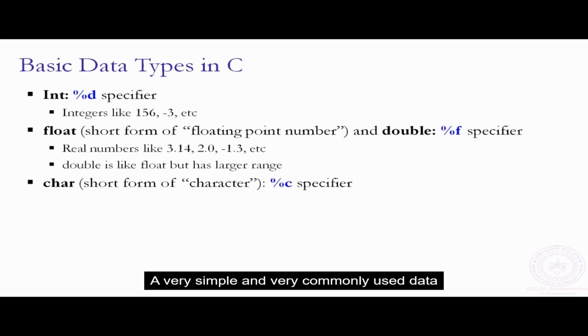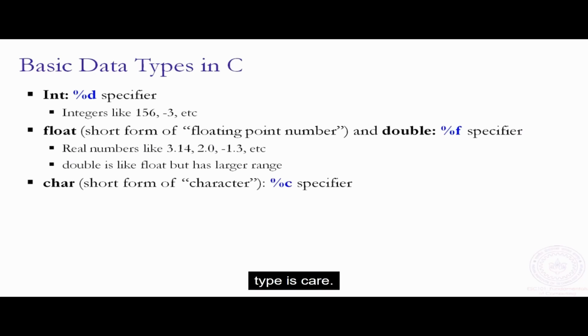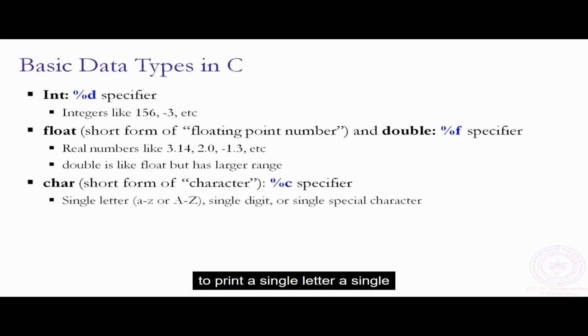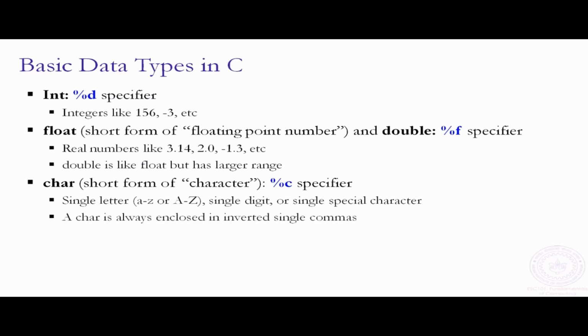A very simple and very commonly used data type is char. Char is the first non-numeric data type that we have encountered. It can be used to print a single letter, a single digit, or a single special character. You cannot print words with this. You cannot print any entity that is larger than one letter or one character using char.